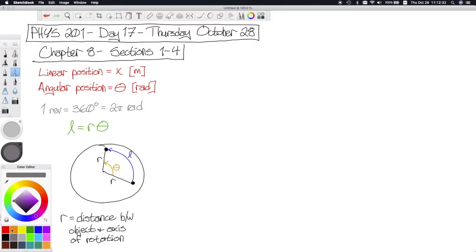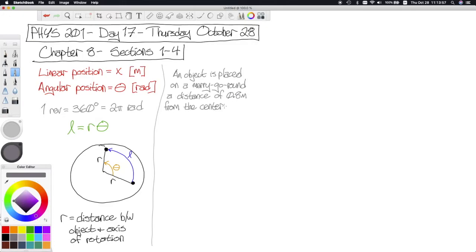Let's pick some numbers for this setup that I have down at the bottom, and we have an object that is, say, 0.8 meters from the center of this merry-go-round, and as the merry-go-round rotates 110 degrees, how far did it actually travel? So this question is all about relating an angular distance to a linear distance. And that's what the equation L equals R theta is all about, and that's the equation that we're going to be using here.